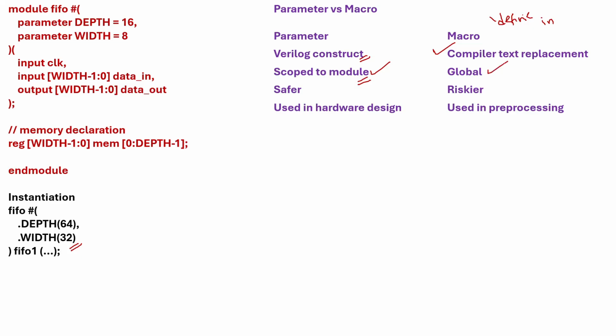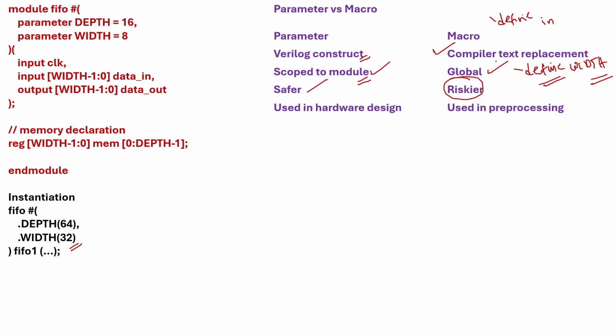Here we are mentioning it globally, because tick define is utilized everywhere. In each and every module you can use this tick define. If you mention tick define width, this width will be assigned to each and every variable. So it is safer, and sometimes it is somewhat risky, because I need to take care of each and every variable.